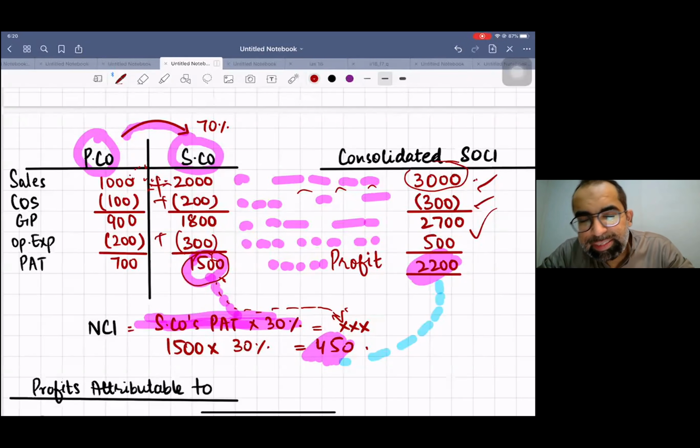But if there is a problem in the subsidiary company's books, in the subsidiary company's income statement, then that problem will affect not only the consolidated SOCI but also the NCI working as well. That's the real theme. If you understand this, you understood the whole topic. The whole topic is just moving around these two lines.